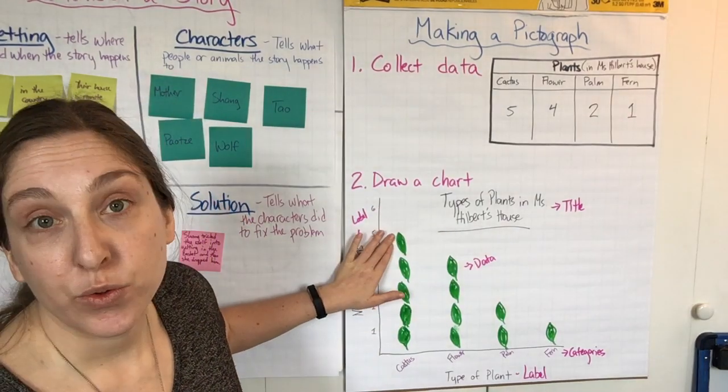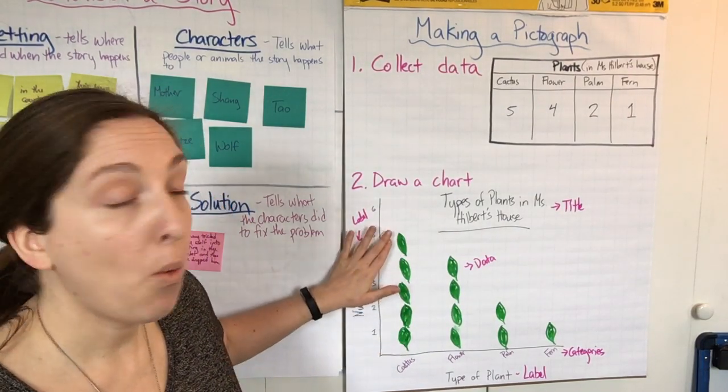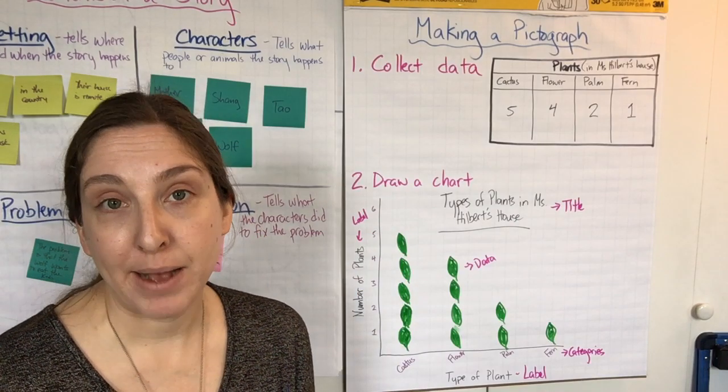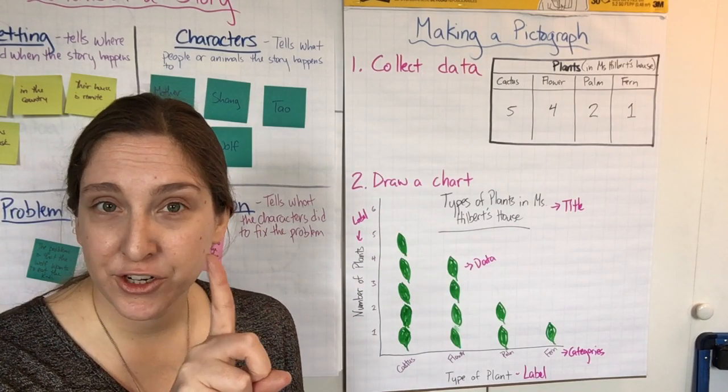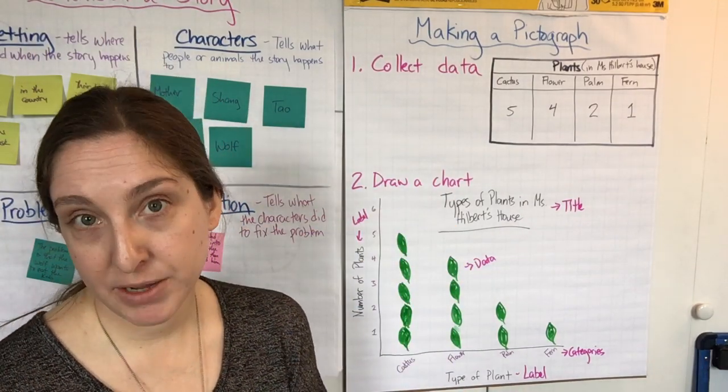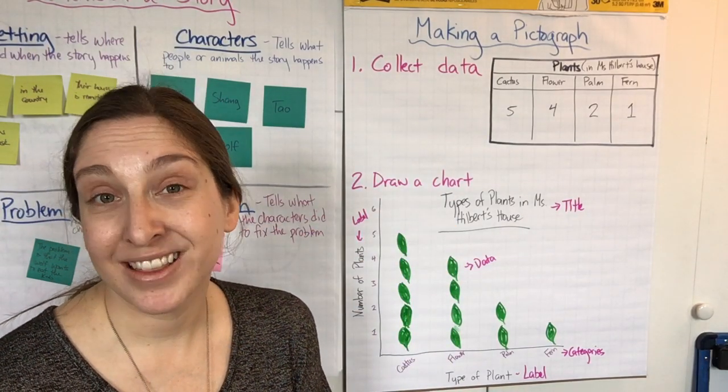So here I used 1 leaf to show 1 plant. But a lot of times when we're in 3rd grade, the graphs that we read, 1 picture might mean more than 1 thing. So let me show you a different graph that I also made.